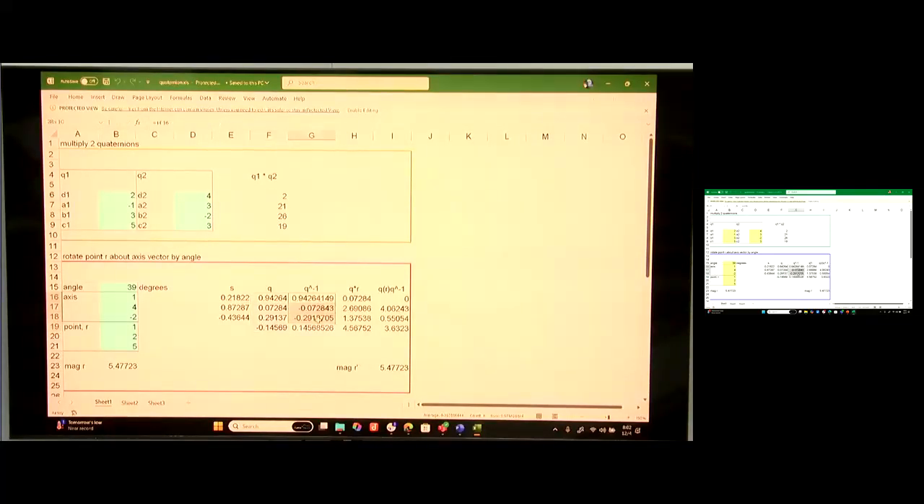Q inverse is the conjugate, so these last 3 numbers are the negatives. Here's the Q times R, that was the T term. So I did it just step by step. If you click on these cells, there's no magic here. It won't let me edit, that's okay. And then finally, here's Q R Q inverse, and that represents the coordinates of the points after the rotation. Based on point R, I also did the square root, which tells me how far away the point R was from the origin.